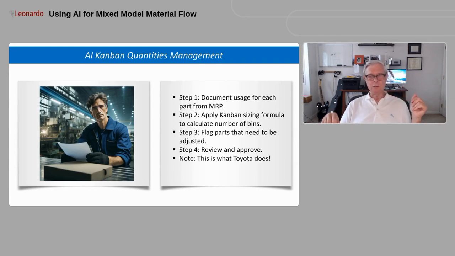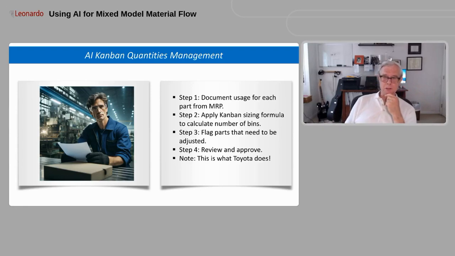So we're going to document usage for each part from MRP. This is one of the things that MRP does. It'll calculate usage, historical usage or current usage or future usage. So we're going to document usage for each part. We're going to pull that electronically, automatically out of MRP. And then AI is going to apply the Kanban sizing formula. So there's a formula we want to use to calculate the quantity and the number of bins, number of containers.